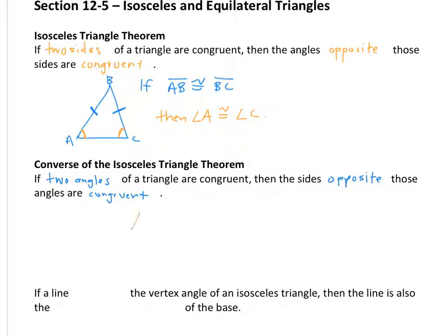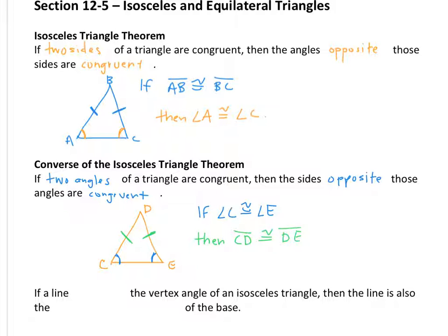So here, again, let's start with our triangle. We'll call this one C, D, E. So now we're saying if angle C and angle E are congruent, so if angle C is congruent to angle E, then side CD is congruent to side DE. So then CD is congruent to DE.